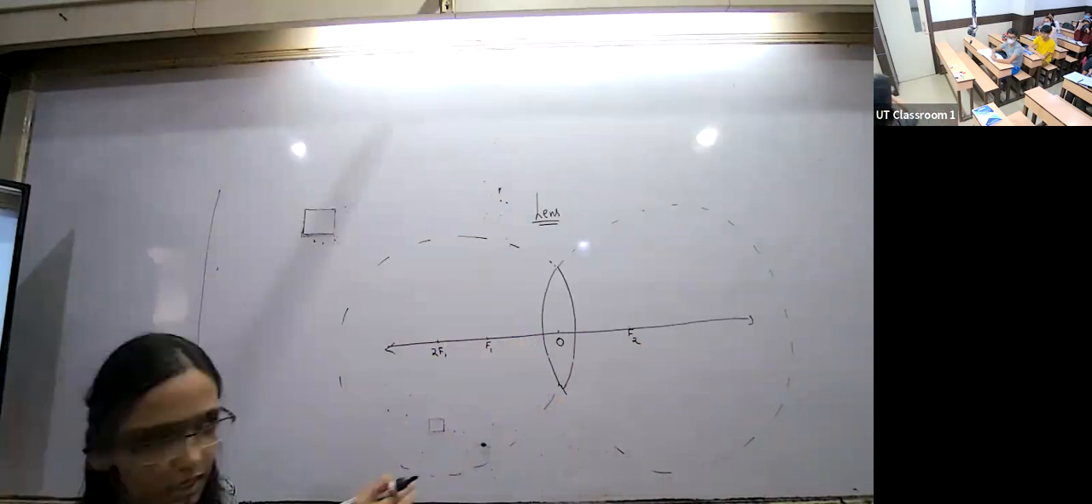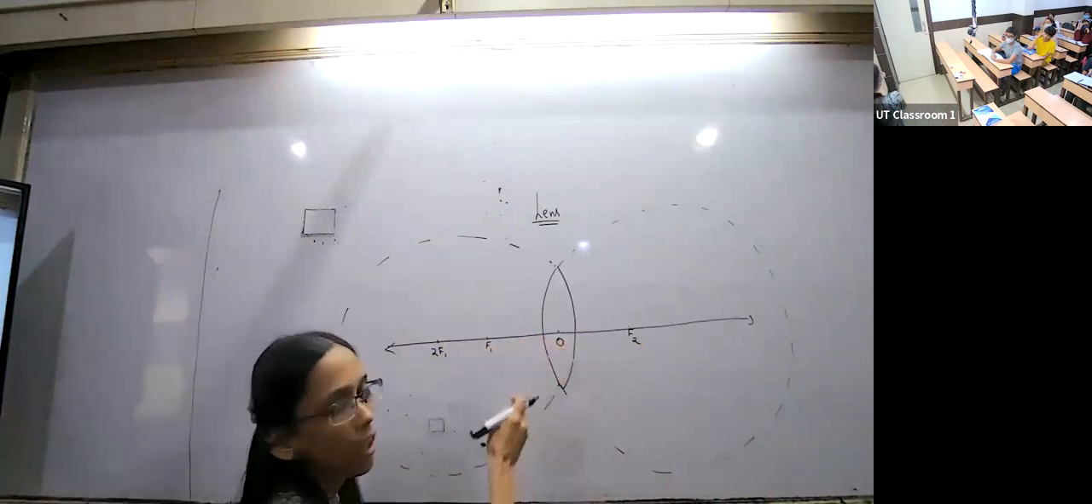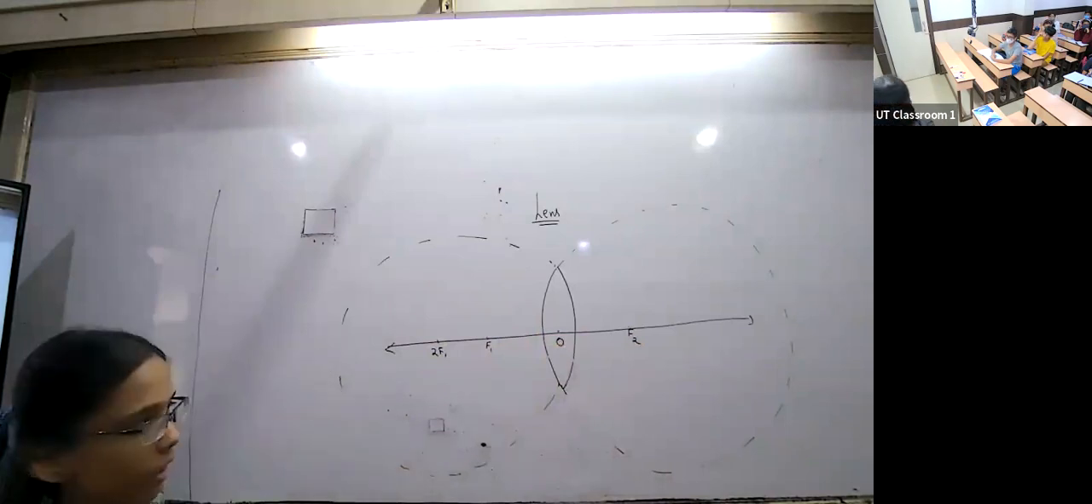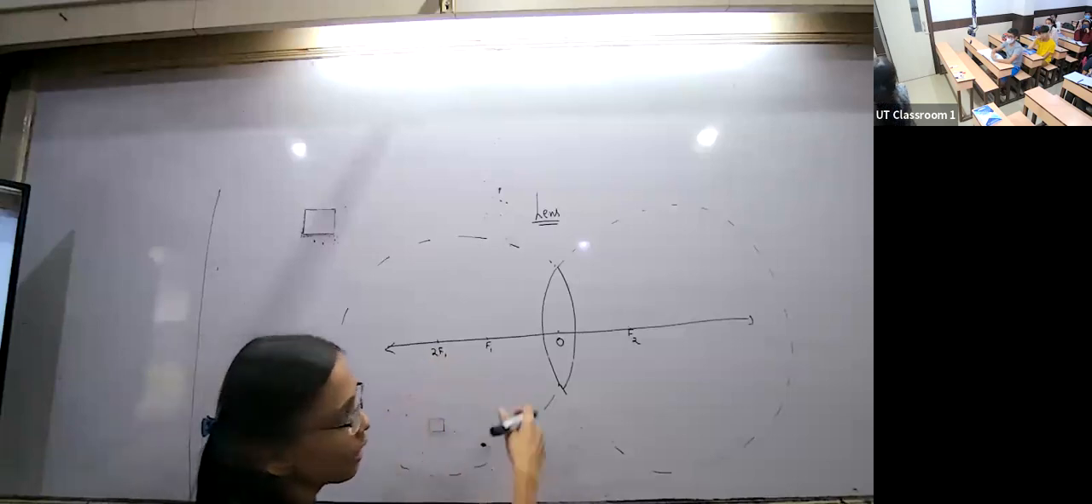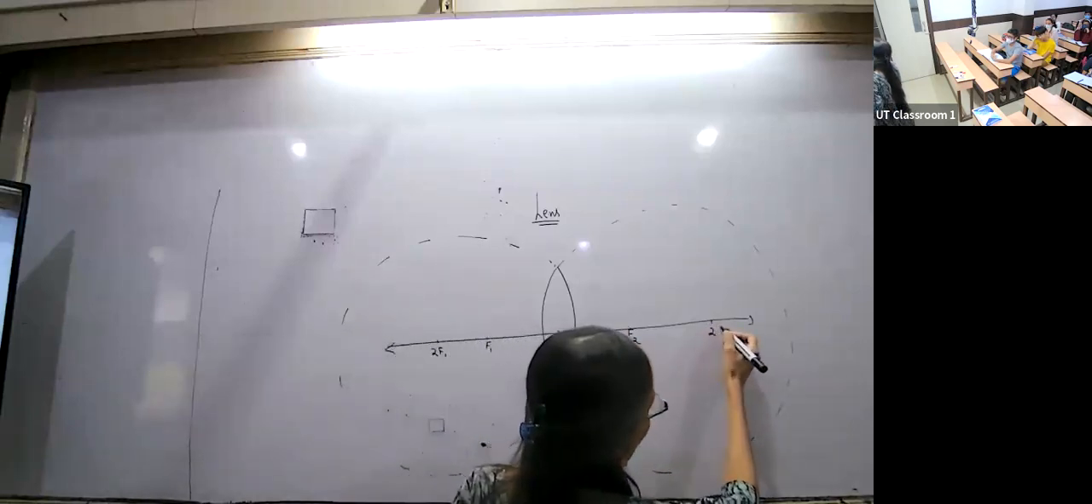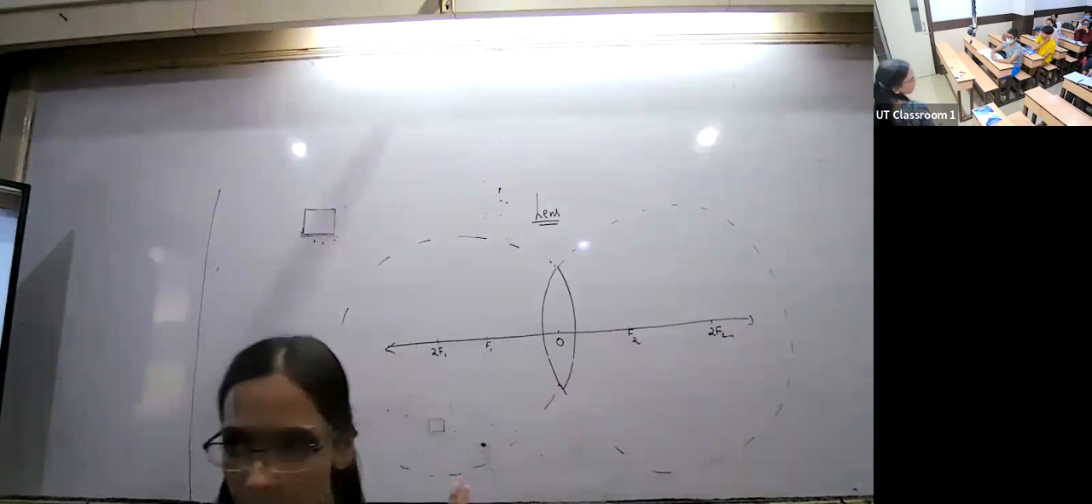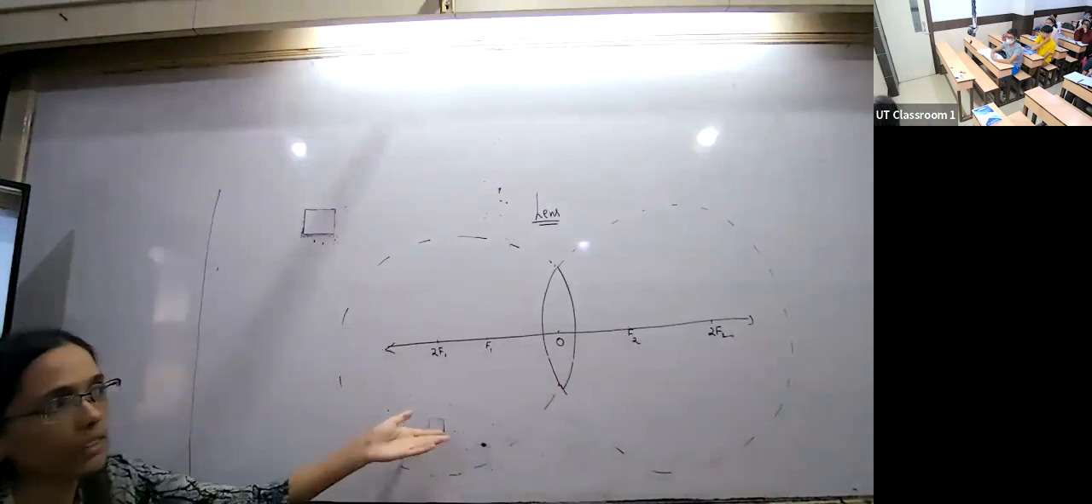Not pole, okay? In this case, I'll say distance between focus and optical center. So that is my focal length, and 2f is double my focal length. On this side also, I'll put 2f. This is clear, okay?